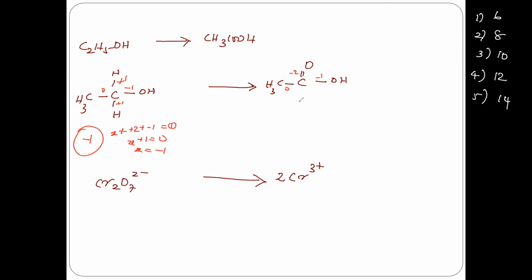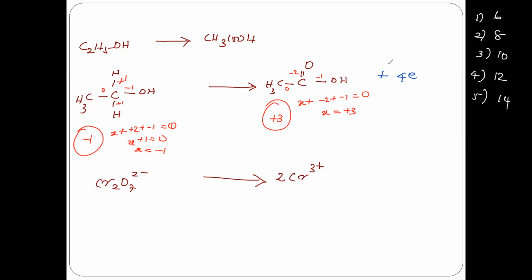And check here. This is -2, 0, -1. Okay, so what is happening? X plus -2 plus -1 is equal to 0. So X is equal to +3. So here the oxidation number is +3. Now let's balance the electrons. So here it's -1 and +3. To balance it, I am adding 4 electrons here. I have balanced the equation.